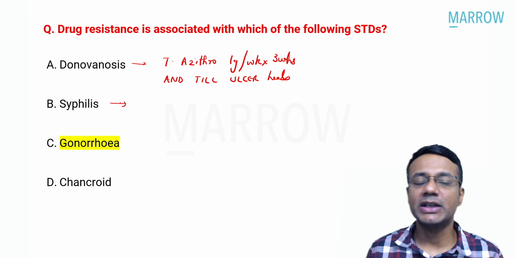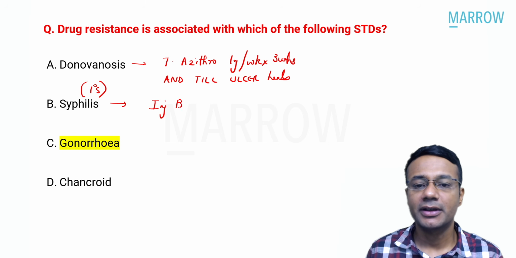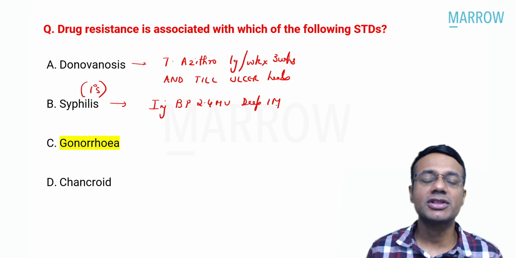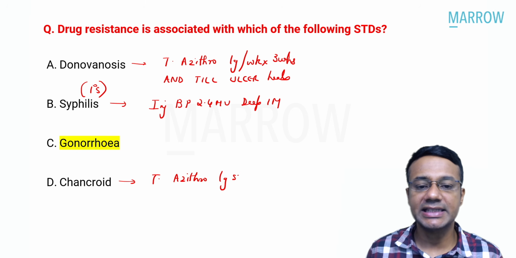For syphilis, we know always, especially when we're talking about primary syphilis, the treatment is going to be injection benzathine penicillin, 2.4 million units, deep IM after a test dose. So that's a single dose for primary syphilis. For chancroid, we give tablet azithromycin, 1 gram stat.